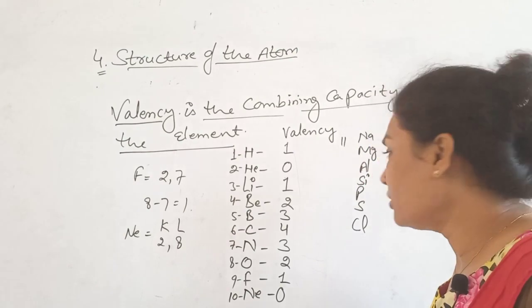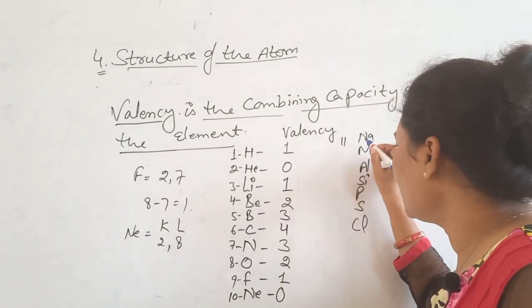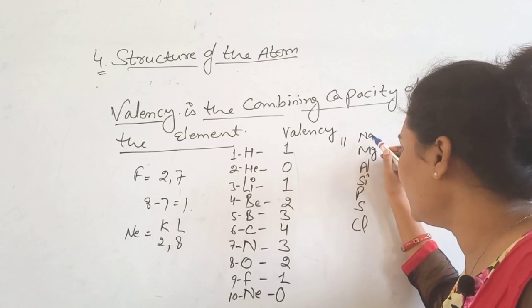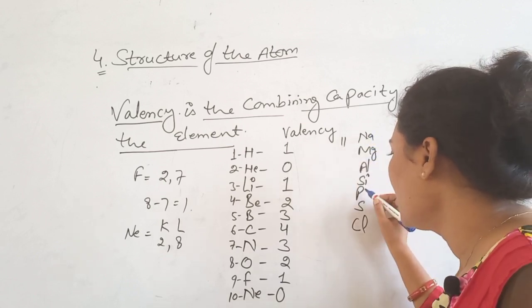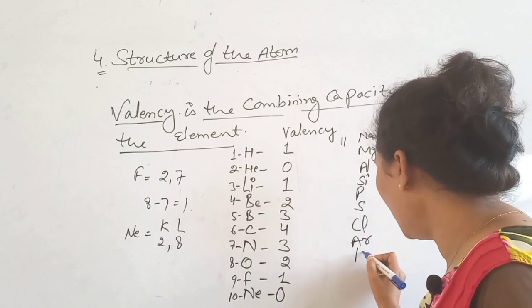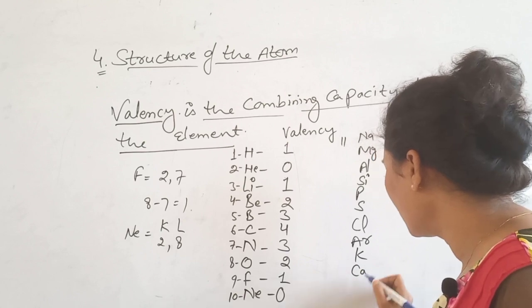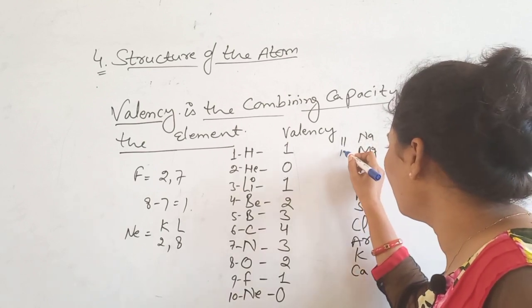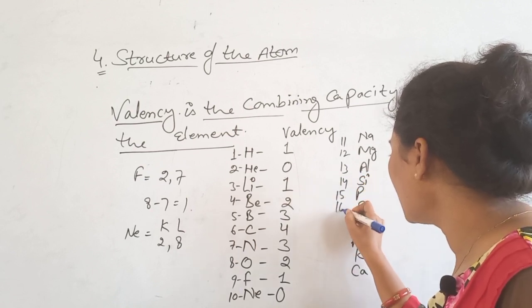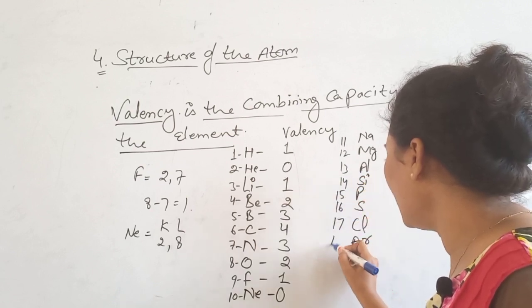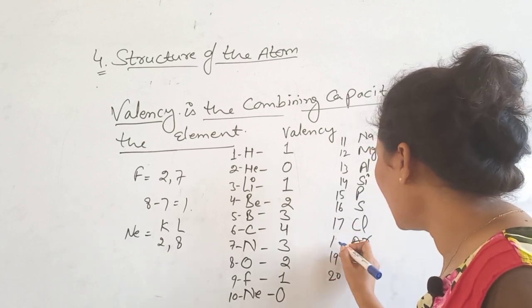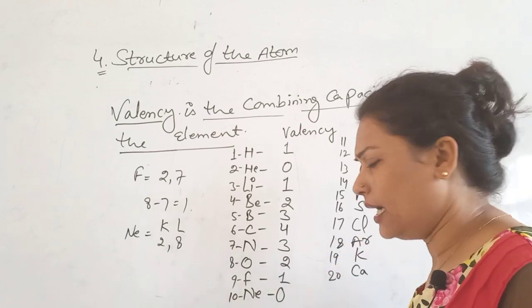Now next we will discuss that the 11th element is sodium, so that you can learn this according to this simile. Na, Mg, Al, Si, P, S, Cl, Ar, K, Ca. So you can write 11, 12, 13, 14, 15, 16, these are the atomic numbers, 17, 18, 19 and 20. These are the atomic numbers of these elements.